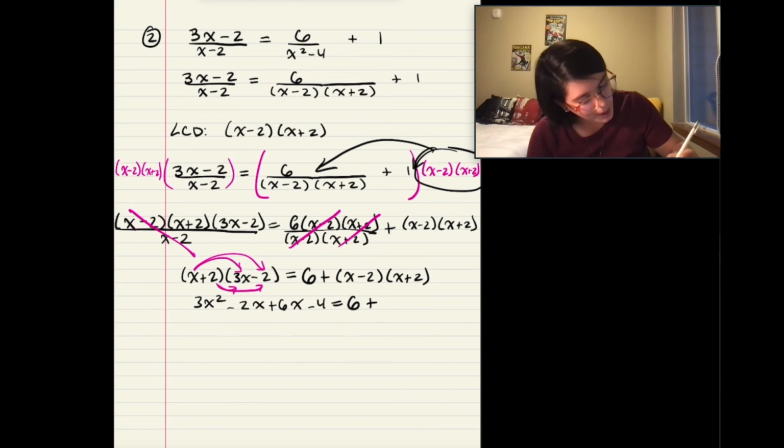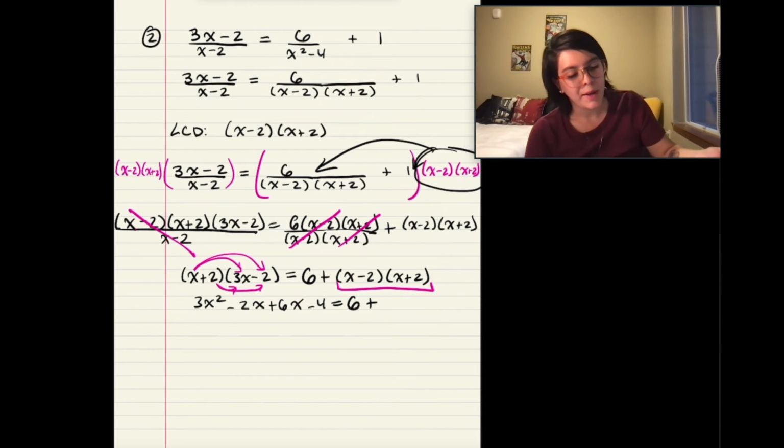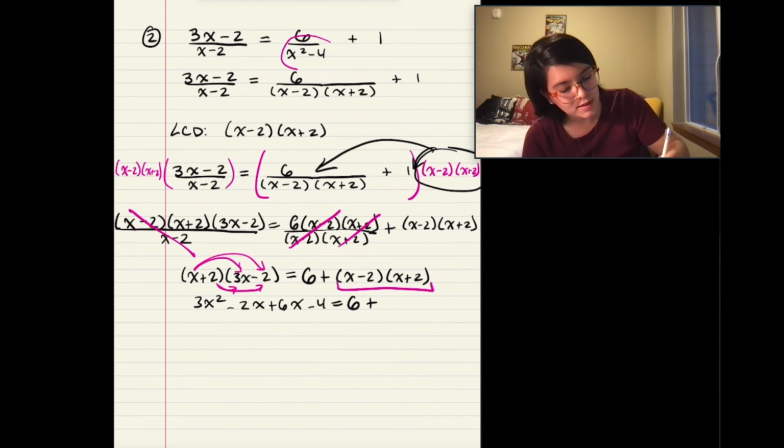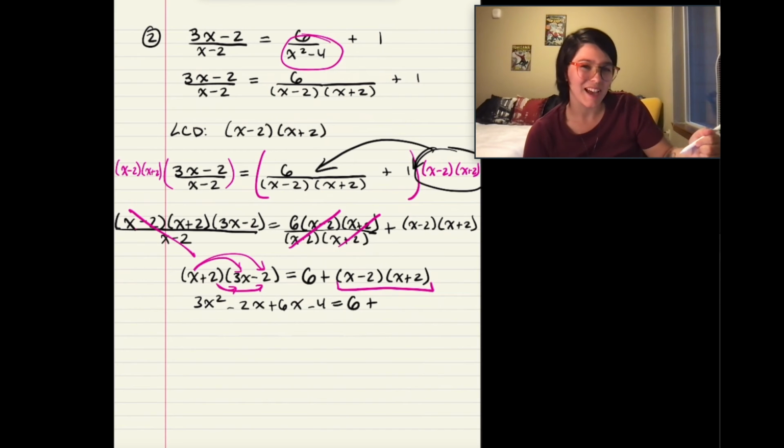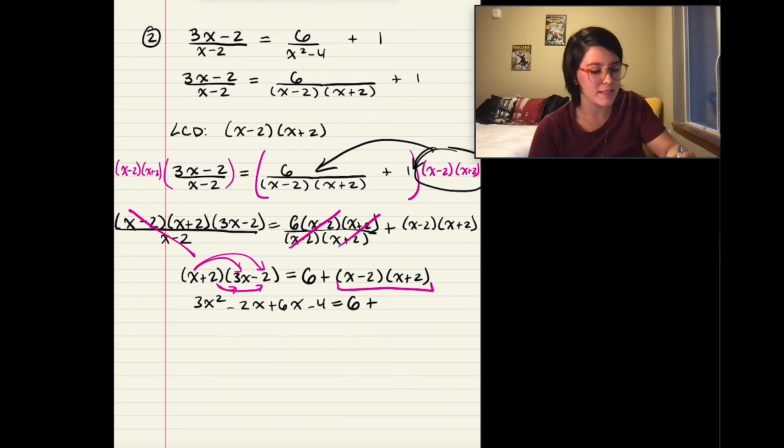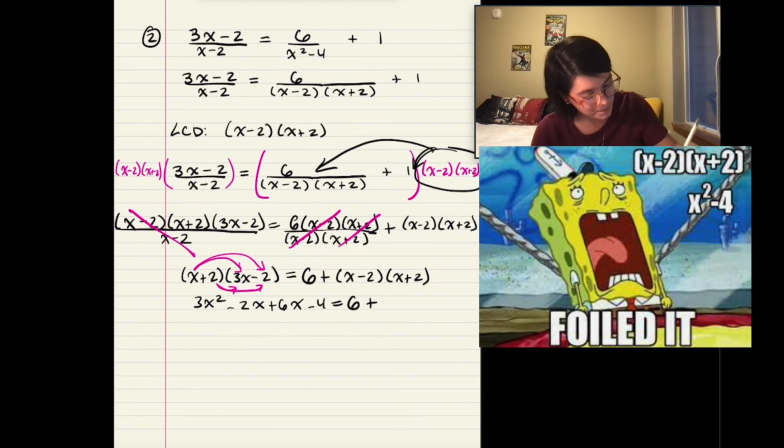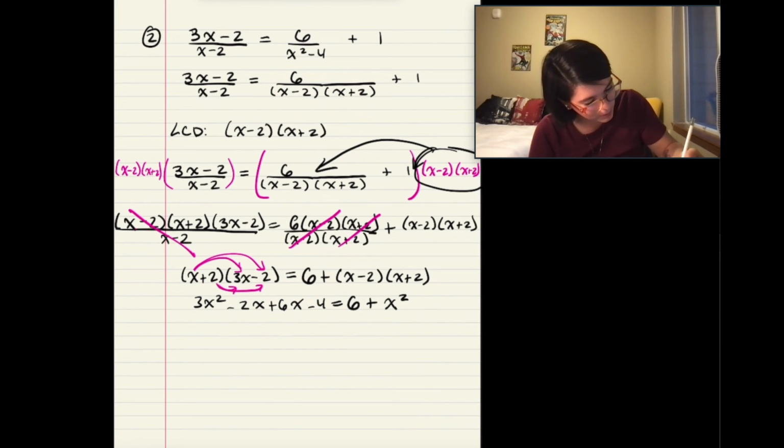plus. Now I could take the time and FOIL this out, but at the beginning remember that we factored this x squared minus 4 to get that x minus 2 times x plus 2. So I know that if I were to FOIL this out, it would be x squared minus 4. So I'm not going to take the time to do that, but you can if your heart desires. Plus x squared minus 4.